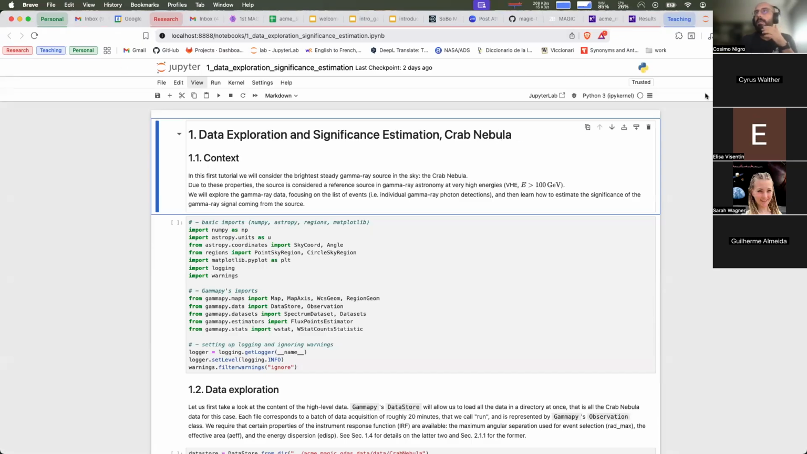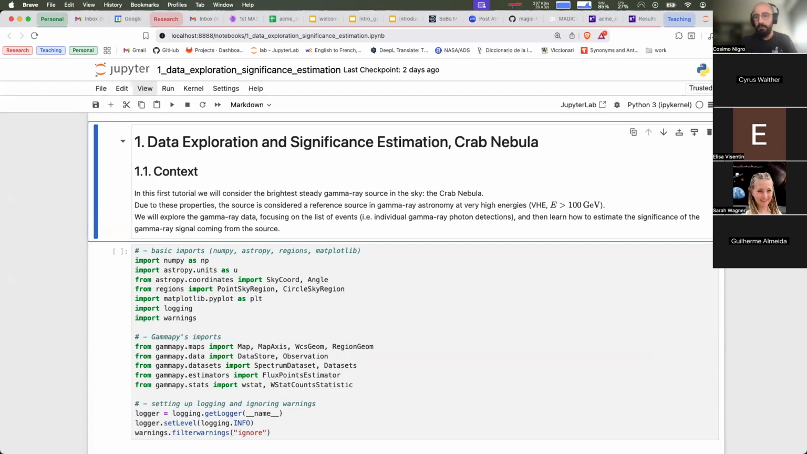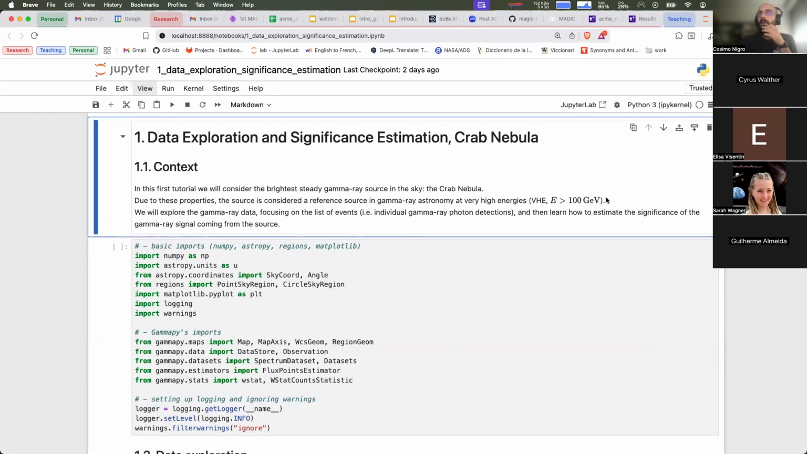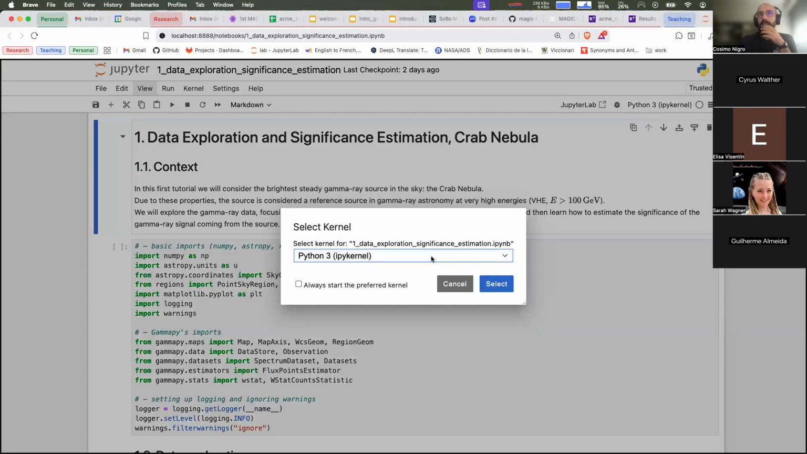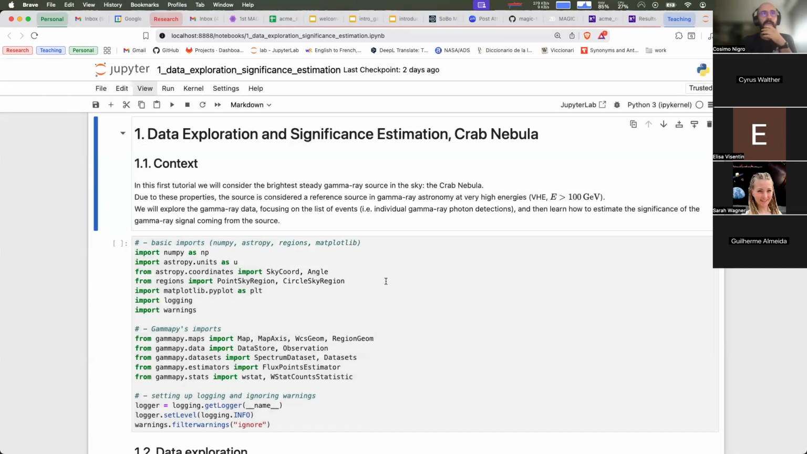Can you read the screen, or do I have to make it larger? Better like this? Yes, this is better. Okay, perfect. Okay, remember to select the kernel with GammaPy. I think I have it already.